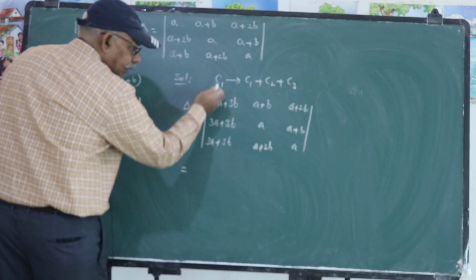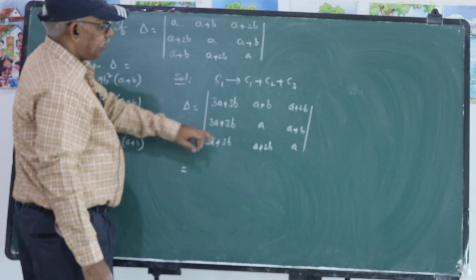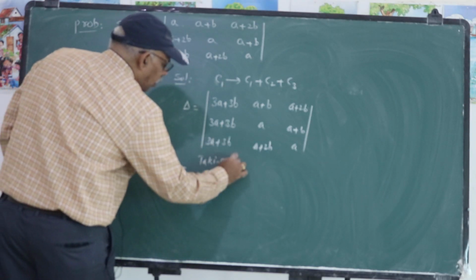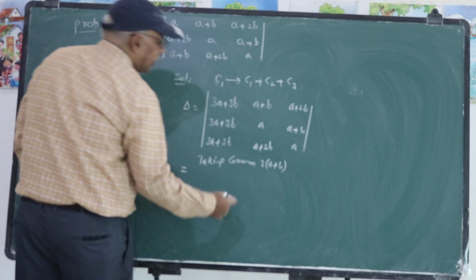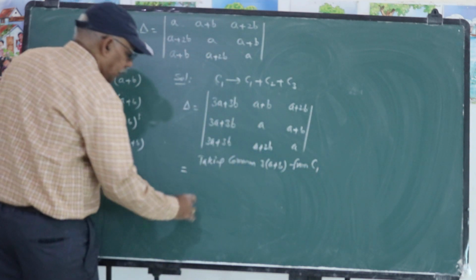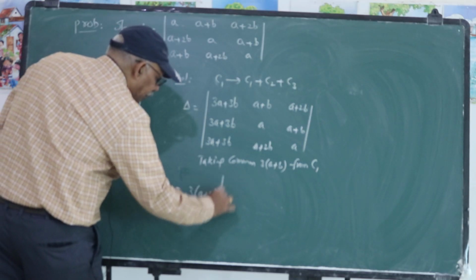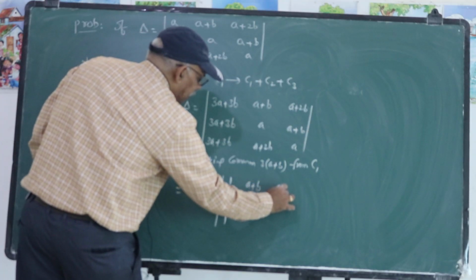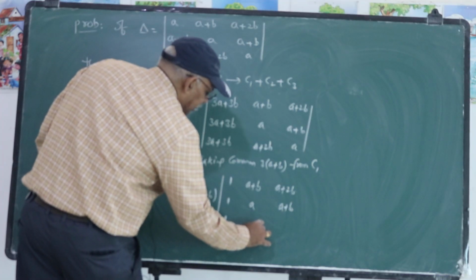So once you take common 3 into a plus b from column 1, we get 3 into a plus b into the determinant with first column 1, 1, 1. This is a plus b, this is a plus 2b, a plus b, a plus 2b.